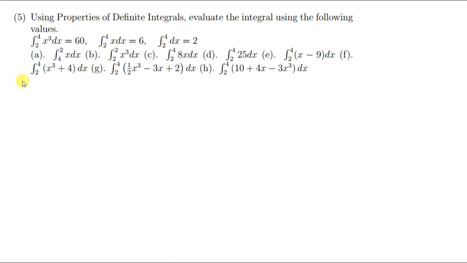So now the first question is, we should find the integral of 4 to 2, the integral of x dx.